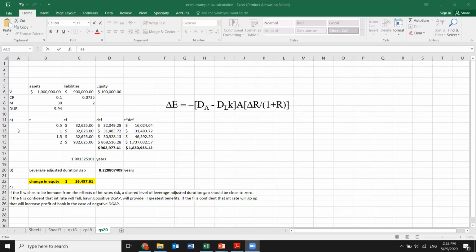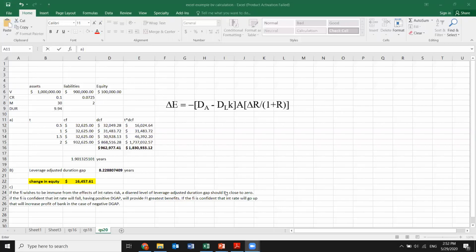Now, part A, part B, part C, this is question 20 that we solved. And we said that if the financial institution wishes to immunize from the effect of the interest rate risk, the desired level of the leverage adjusted duration gap should be close to zero. And if the financial institution is confident that rates will fall, then it should keep a positive duration gap. That will provide the greatest benefit.